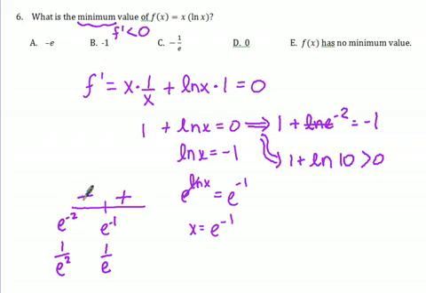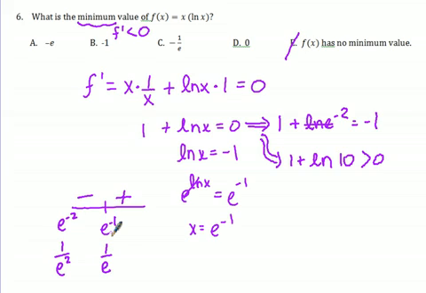That means my function is decreasing and then increasing. So I do, in fact, have a minimum value. So my answer is not E. And you do need to take the time to confirm that whenever they're giving you that choice. Make sure this is going to be a minimum.